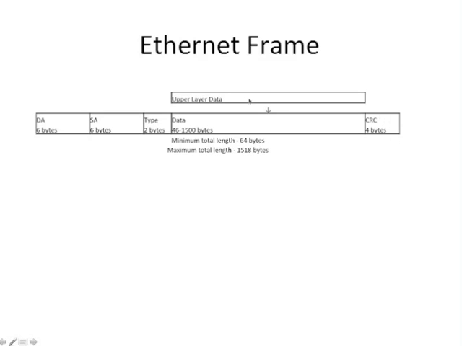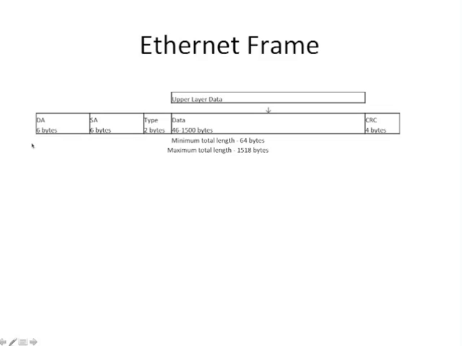So I have this abstract idea of upper layer data dropping down into the frame. The frame carries whatever data it's given, and that data comes from an upper layer in the protocol stack. Usually we'll see IP or ARP or maybe something else like that. Not IGMP, ARP. IGMP is not a good example. So anyway, the minimum total length is 64 bytes. The maximum total length is 1518 bytes.